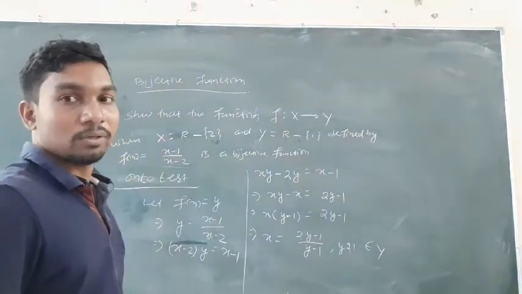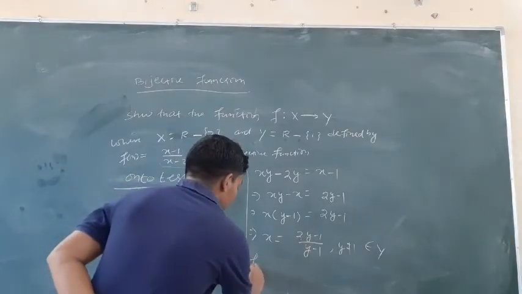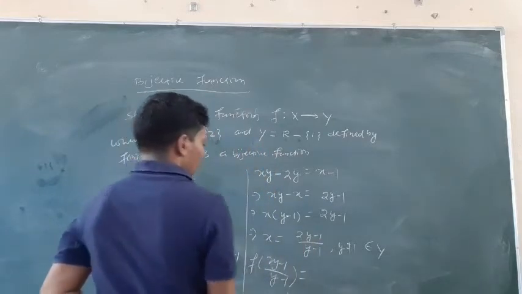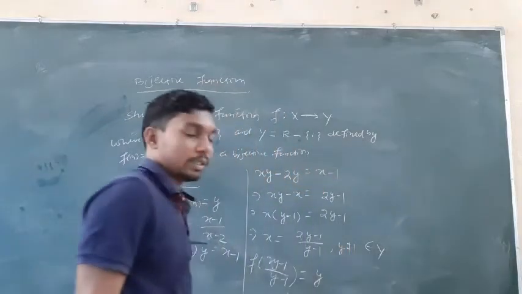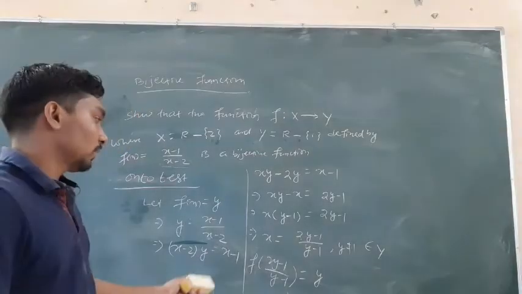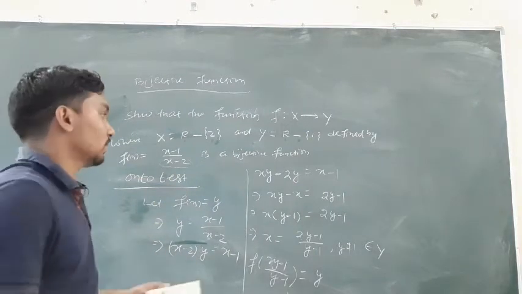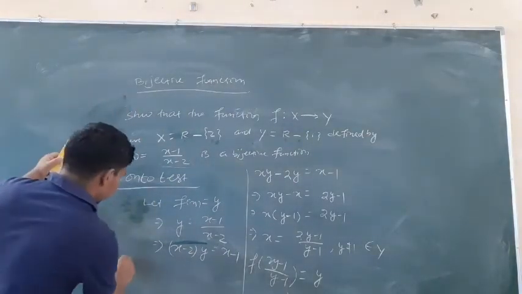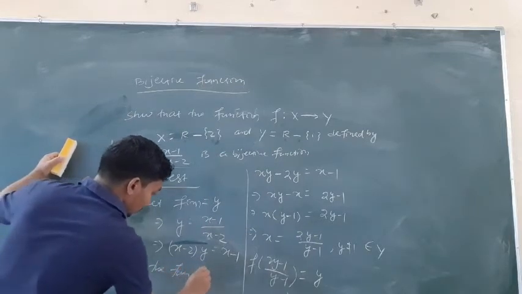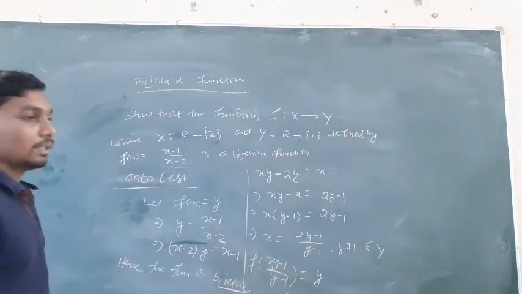Hence the function is 1. Or we have to also find out f of (2y minus 1) by (y minus 1), and the result will be y. Hence the function is onto. All the functions satisfy both 1 and 2, so the function is bijective. Hence the function is bijective.